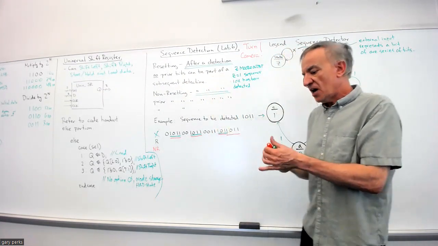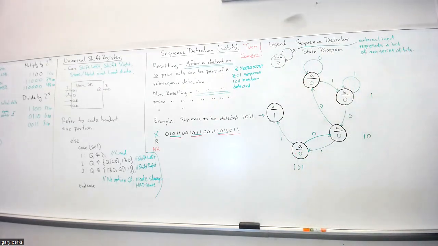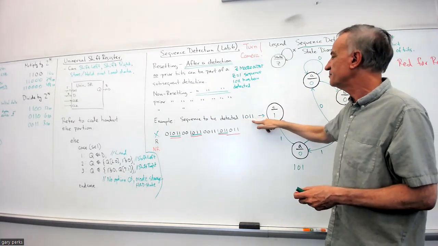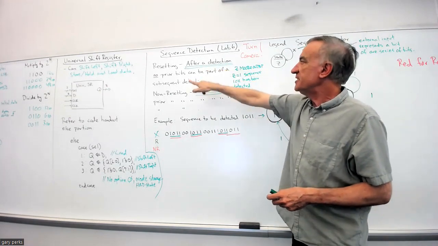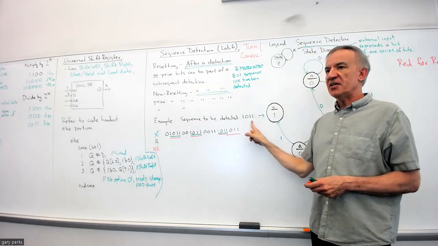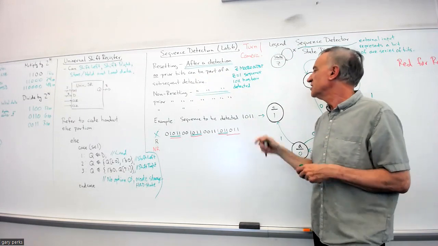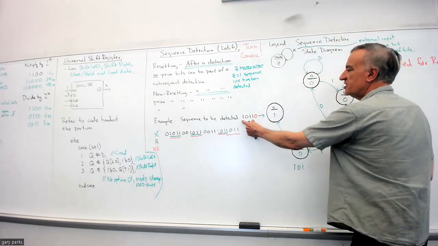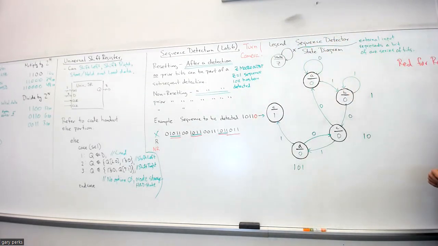Okay, so we're going to finish this state diagram first for a resetting. We'll do it in red. Red is for reset. Again, after a detection, here's our sequence that's been detected. If it's resetting, it means you can't use any prior bits for a subsequent detection. So let's say after our detection of 1011, we get a 0. Where would we go from state E?